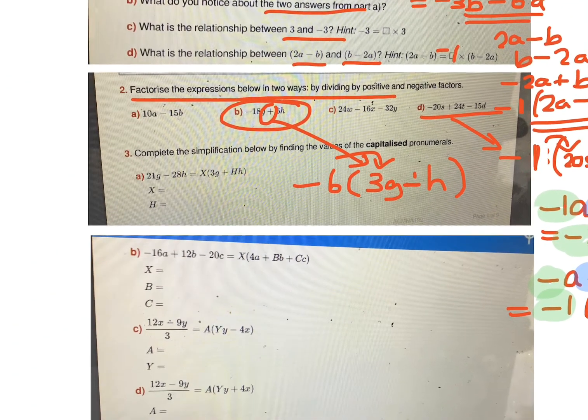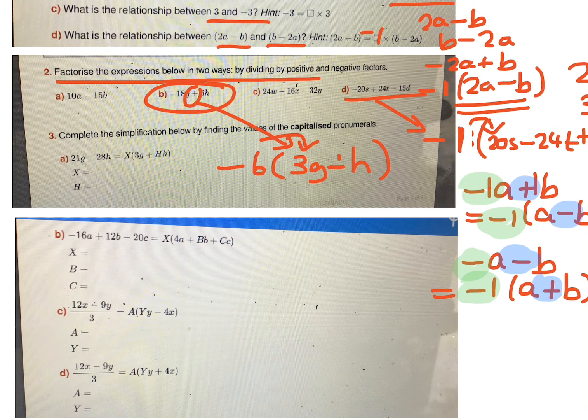Alright, so let's just keep going on that. With these next lot here, all we're doing is taking out the common factor. So what goes into 21 and 28, which is 7. 7 3s, so it's 3G, and 7 4s, 4H. But then what we're doing is we are comparing it to the letters. So we're going X, 3G plus H on H.